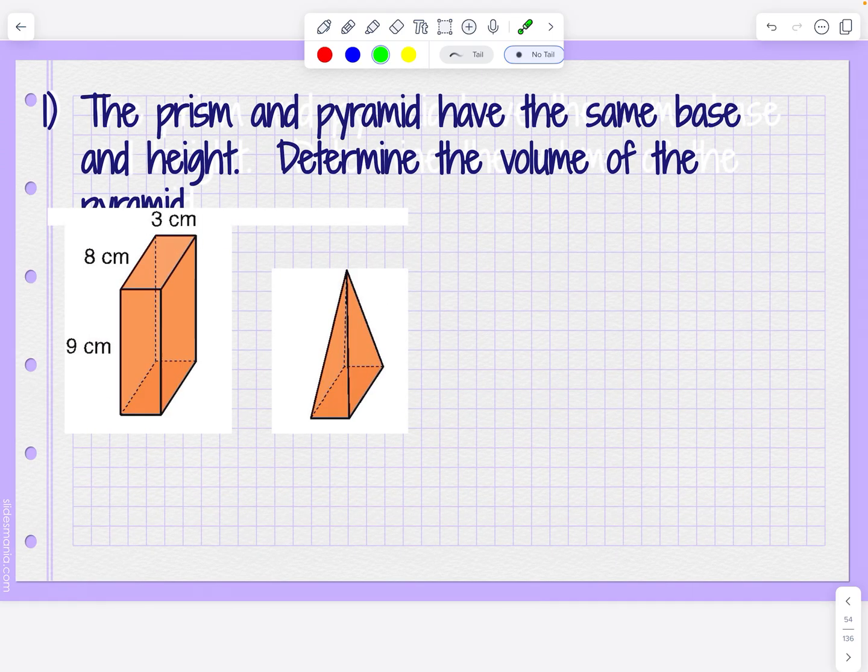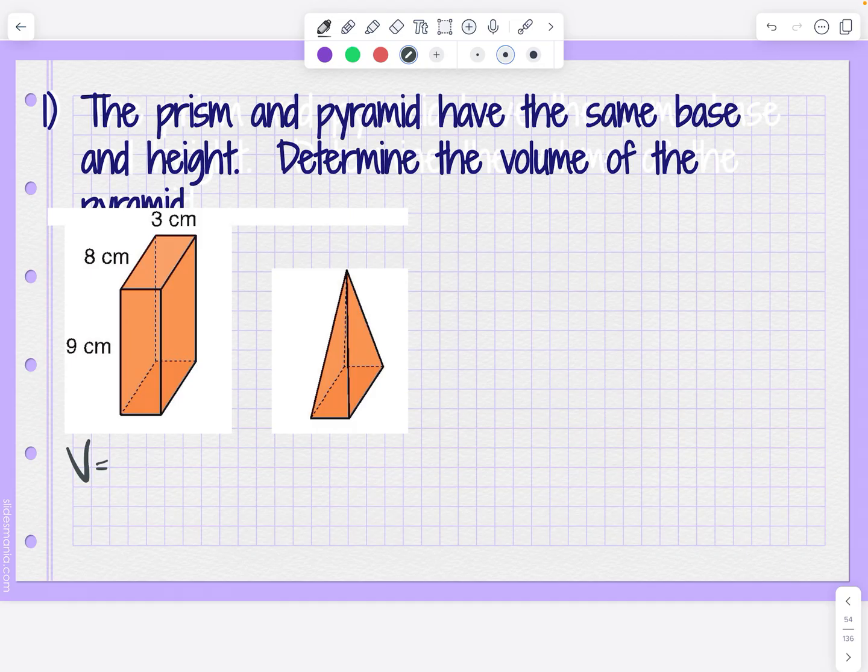Okay. Here we have a question. The prism and the pyramid have the same base and height. Determine the volume of the pyramid. I'm going to do this a little bit uniquely. I'm going to find the volume of this guy.